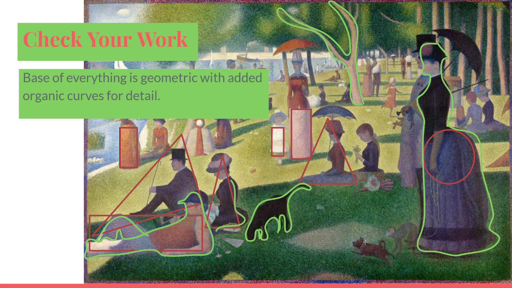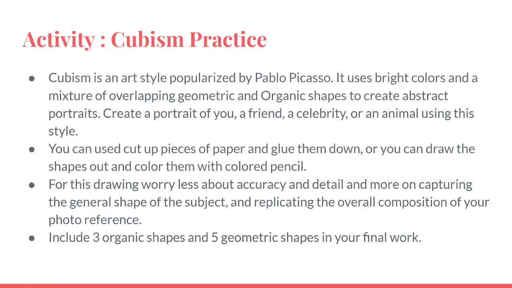This is a great example of what we're going to be doing in the activity. Your activity is cubism practice. Cubism is a style of art popularized by Pablo Picasso. It uses bright colors and a mixture of overlapping geometric and organic shapes to create abstract portraits. Create a portrait of you, a self-portrait, or a picture of your friend, or a celebrity, or you can do an animal. Basically any living subject. A subject is what we talk about.